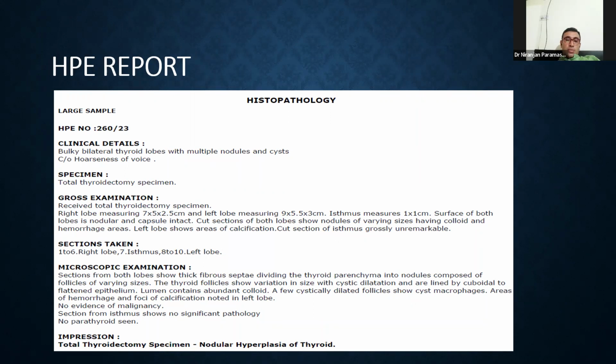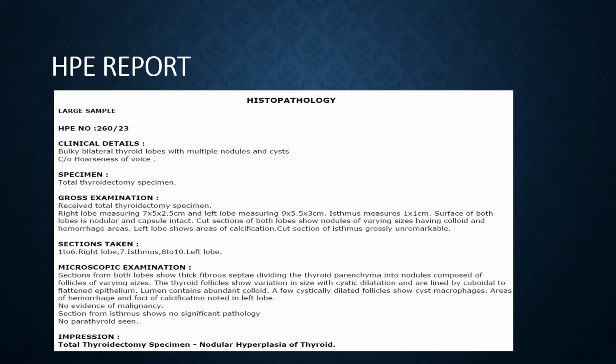What about anything else, Pavan? Apart from bleeding, what will you watch out for in the wards, especially in a case of total thyroidectomy, which is related to the parathyroids? Sir, we will look for signs of hypocalcemia. What are they? Sir, perioral tingling and numbness will be there. Perioral numbness and tingling, yes, sir. And numbness. And then?